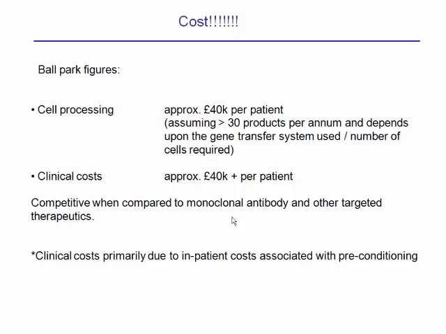The clinical costs are probably around about £40,000 a patient, so it's the same as actually making the cells. So we think that the cost of this approach at the moment, bearing in mind it's a single infusion, is around £80,000 to £100,000, which I think is competitive in the current environment. But if we can improve our preconditioning, it means that these clinical costs would actually drop quite substantially. So the way forward really is to try and lose this preconditioning.